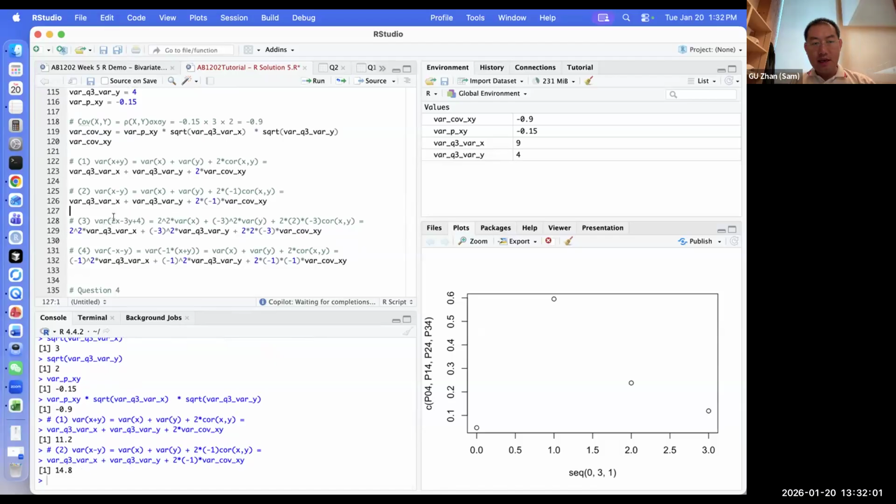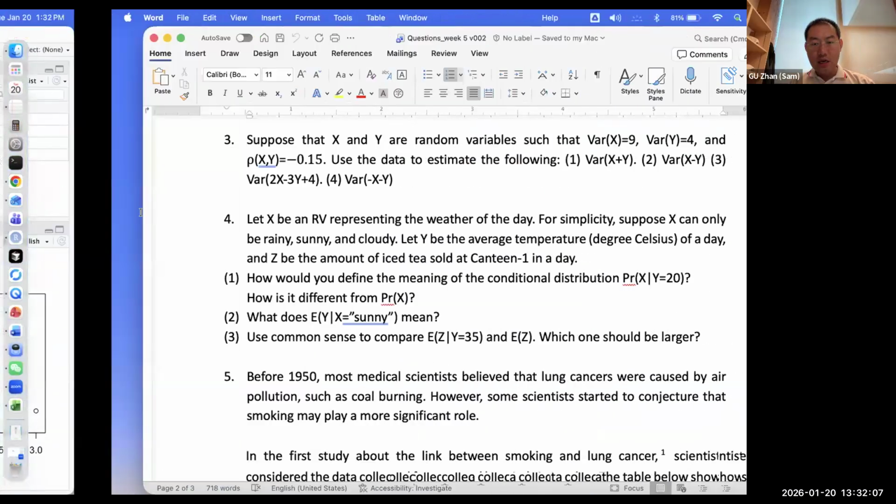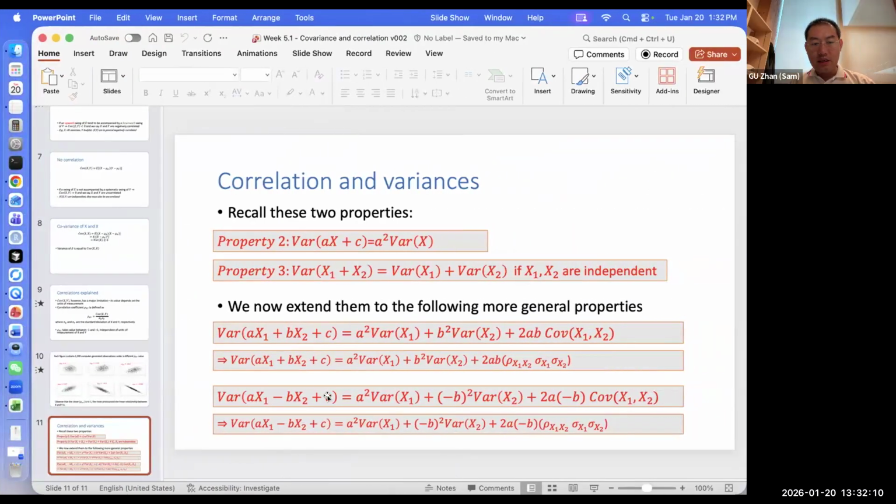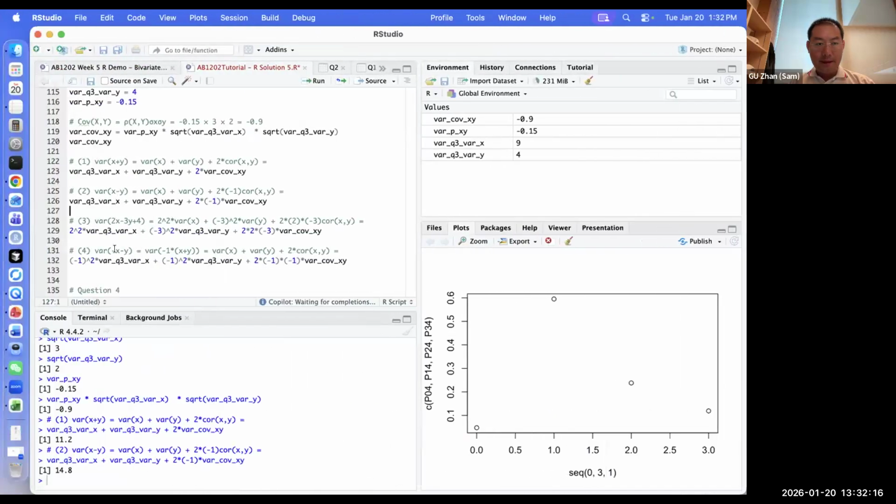Then the third one is a, b, c. A is 2, b is minus 3, c is 4. Okay, so I have 2 squared times variance x, plus minus 3 squared, which is b squared, right? Then the third term is 2ab, right? 2 times a times b. Then this is the formula.